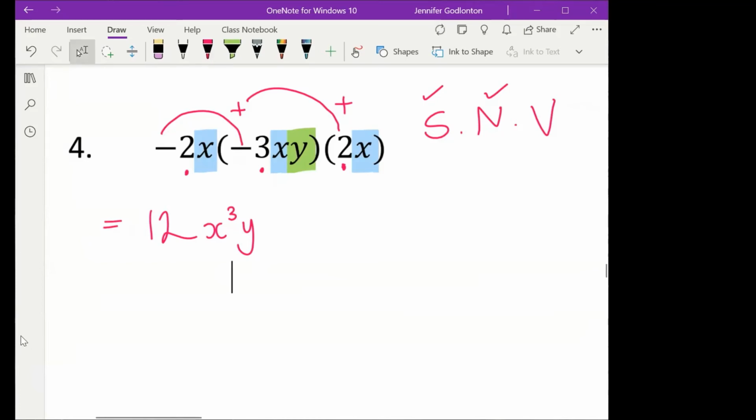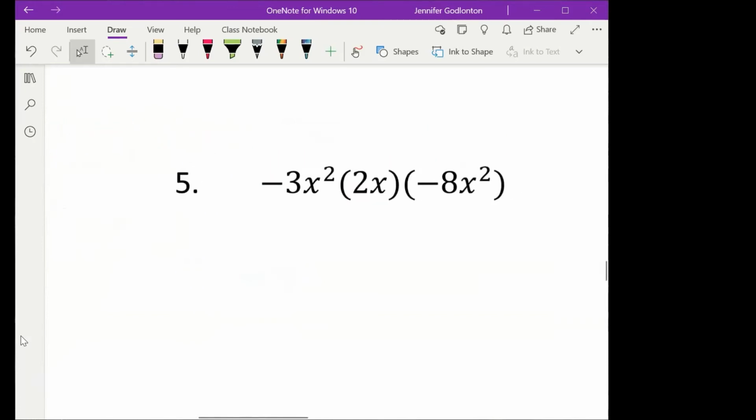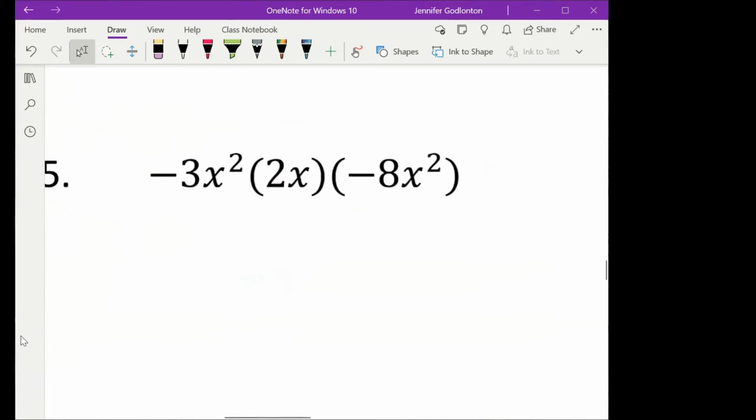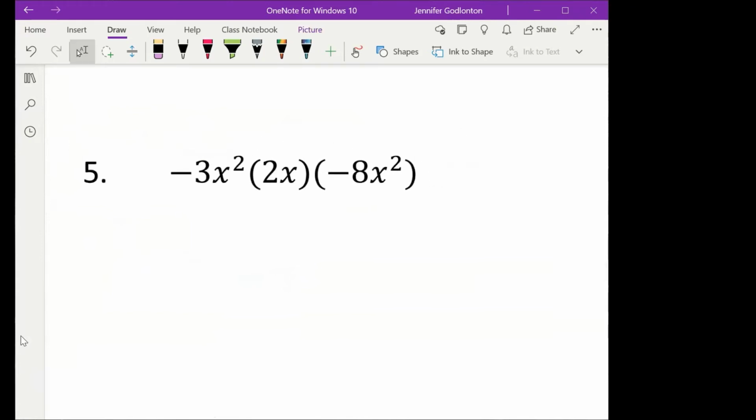Cool. Does anyone need to sit on this question? Let me know. Put a little hand up if you feel like you need to look at it a little bit longer. Otherwise, I'm going to give you one to try by yourself now. Do you have anyone who's struggling with this type of question? Okay. There we go. Remember your 3 letters: signs, numbers, variables, and try and do this one for me.